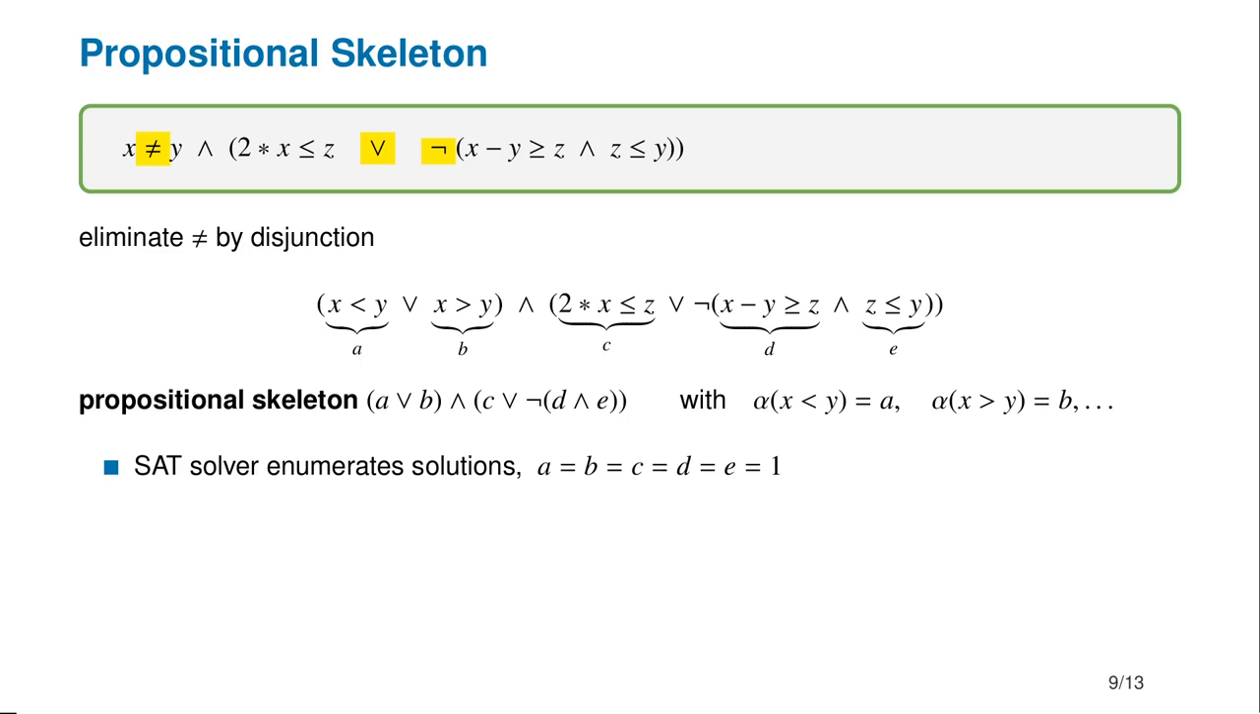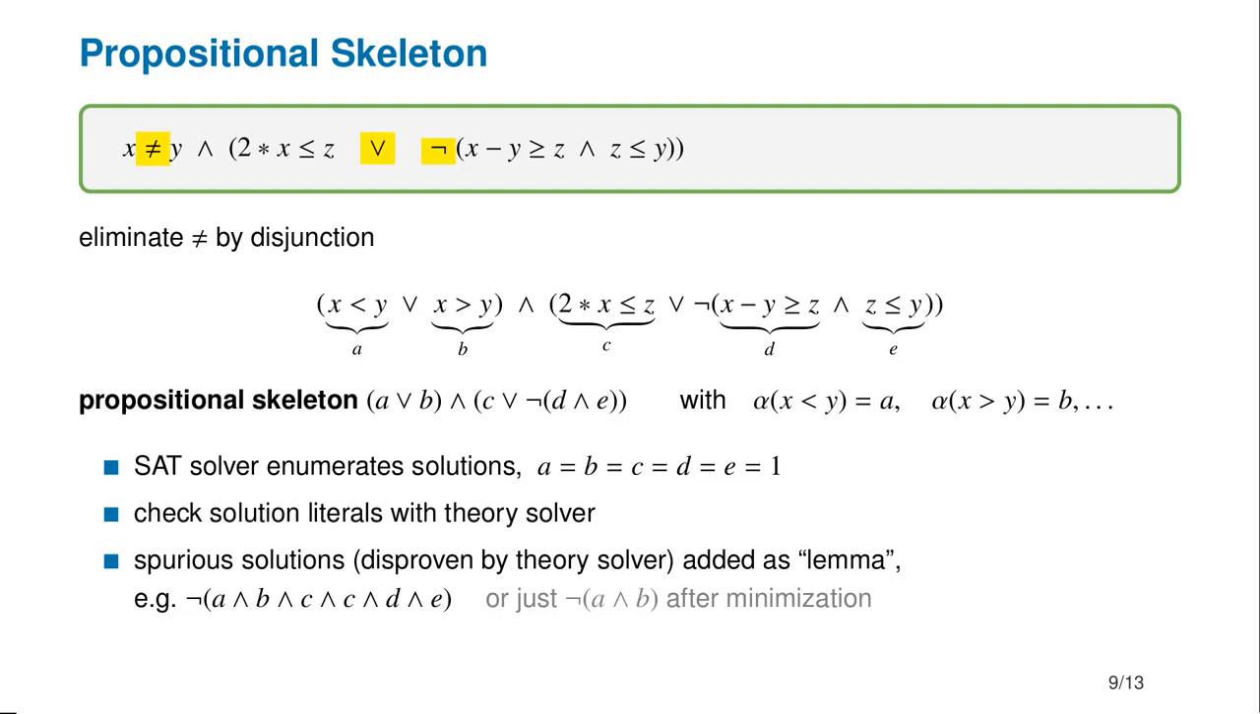But if it is satisfiable, then we can map this solution back to the Fourier literals and check the literals with the Fourier solver. If the Fourier solver cannot prove the solution, then a lemma is added to the propositional skeleton. So we say not A and B and C and D and E. There is a typo, the C and the D and E do not have to occur twice, or it can also be minimized and say not A and B. This will prevent the SAT solver from finding the same solution again.